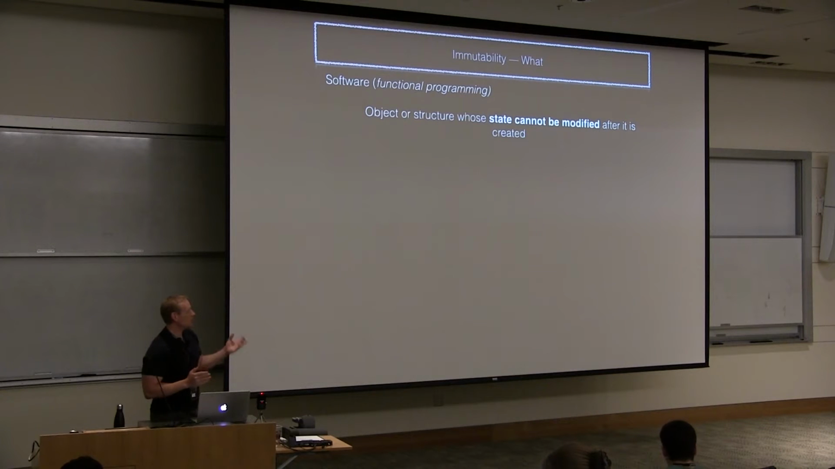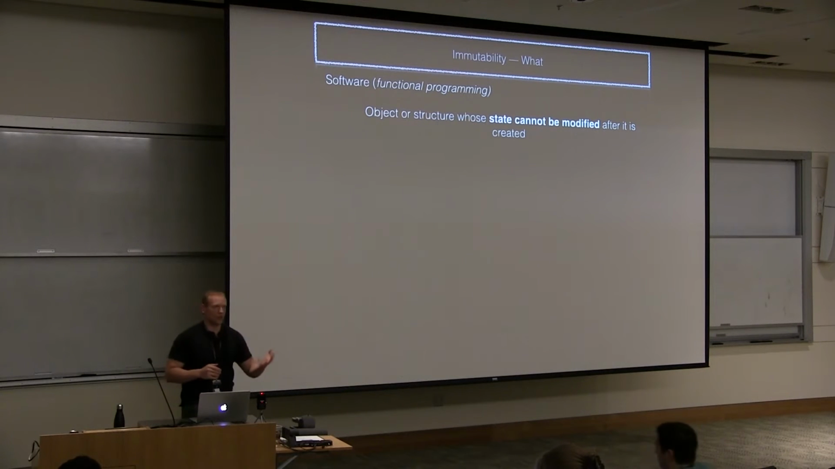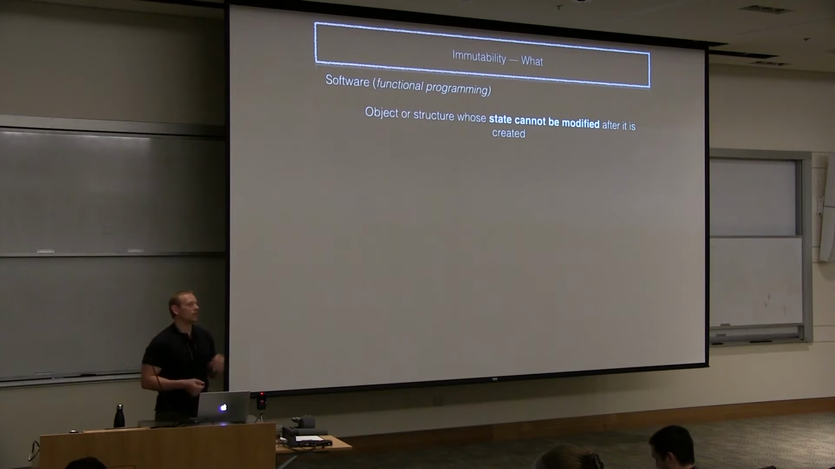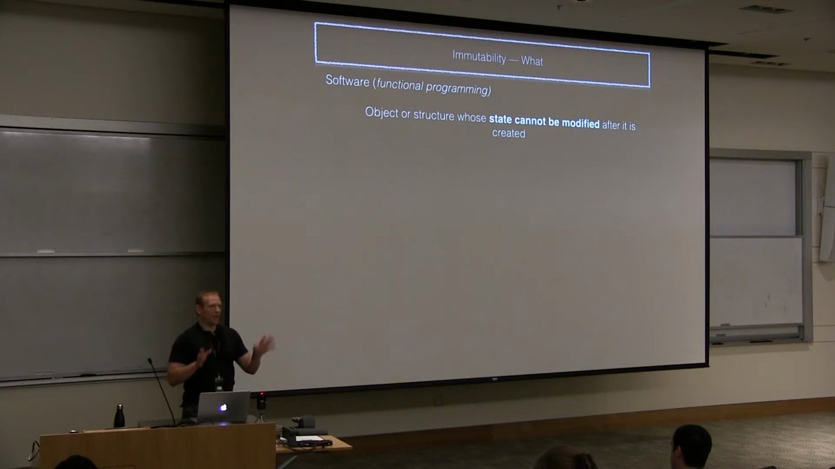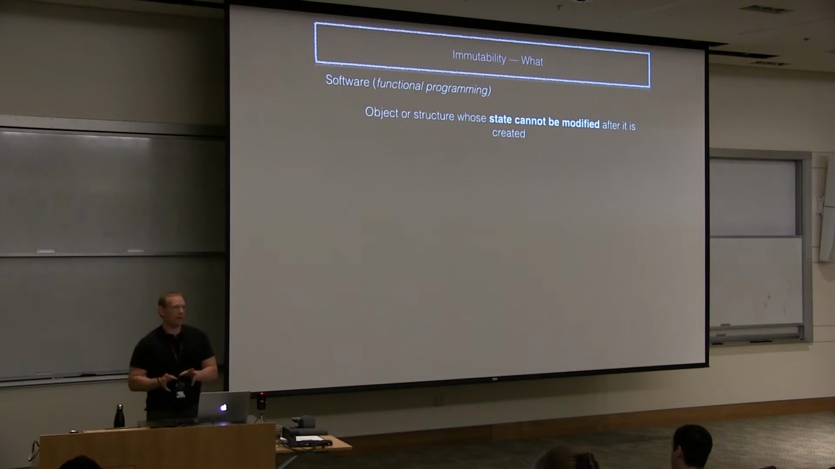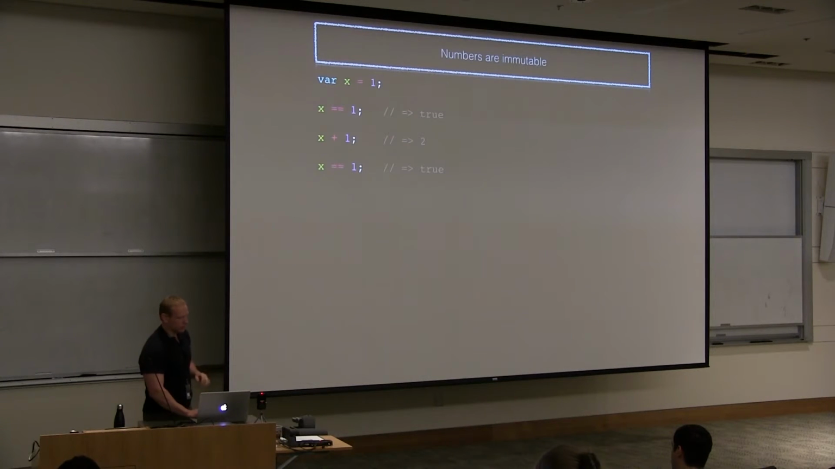But essentially it has to do with the fact that for a given function or method, you can pass in the same arguments and you will always get the same response. And if you don't have that, then you have mutable state. If you do have that, then you have immutable state. You should also feel free to interrupt me if you have any questions during this slide.